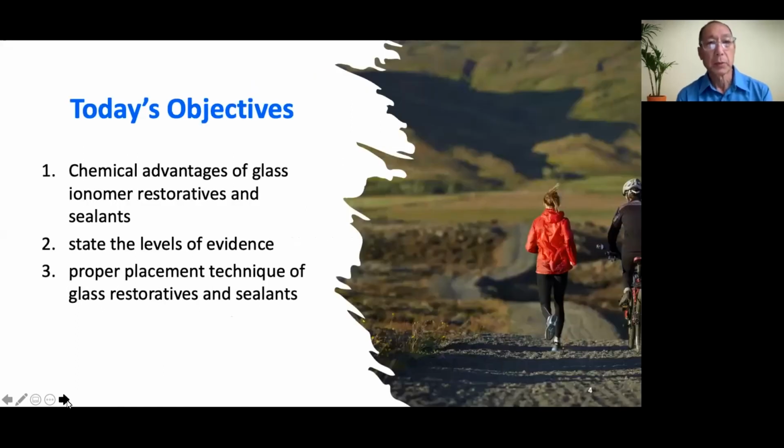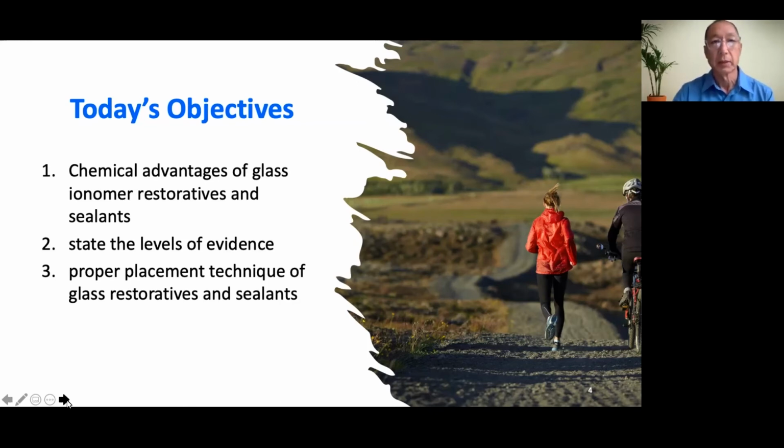Today's objectives are pretty simple. I want to point out the chemical advantages of glass ionomer restoratives and sealants because they're unique. No other material has that. Number two, I want to state the level of evidence. We don't have a lot of time to talk about each paper, but at least I want to show you the reference so that you can look it up later on your own. And lastly, I want to make sure we go over proper placement techniques that have been working for me for both restoratives and sealants.